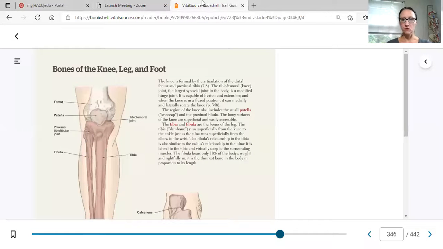There it is. Okay, so this is page 346 in your book. We're going to start with the bones. Now, we do have to do the bones of the foot as well, but I'm going to do a separate video for that. Right now we're just going to do the tibia and fibula, essentially.